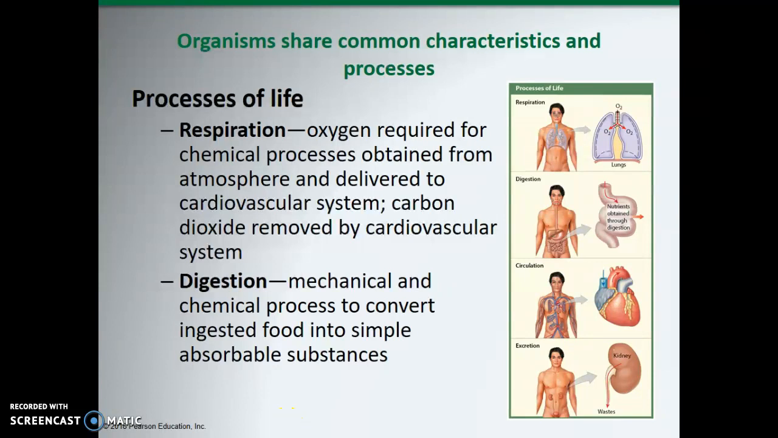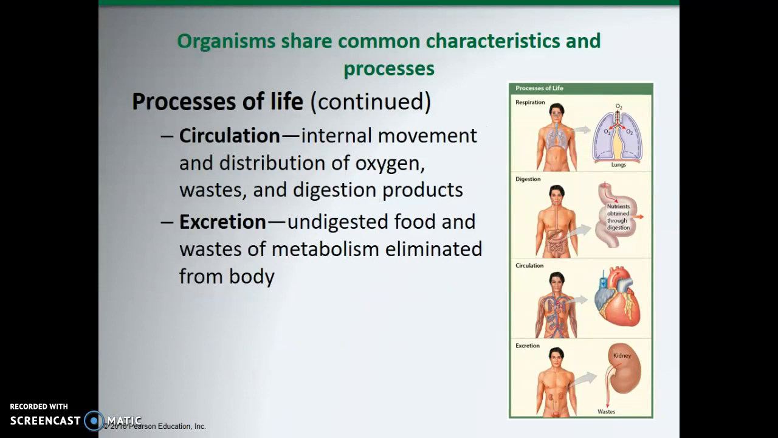Digestion is a mechanical and chemical process. So mechanical would be chewing. Chemical is enzymes digesting our foods into simple substances that then can be absorbed. Circulation: internal movement, distribution of oxygen, wastes, and digestion products. Excretion: getting rid of undigested foods. And our kidneys or urinary system gets rid of wastes of metabolism.